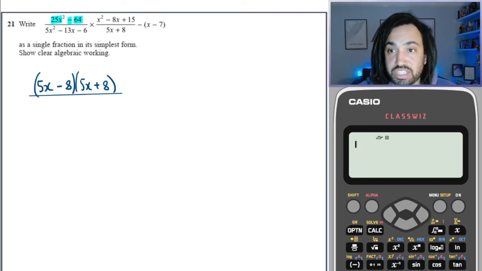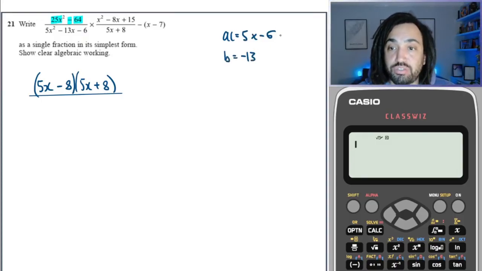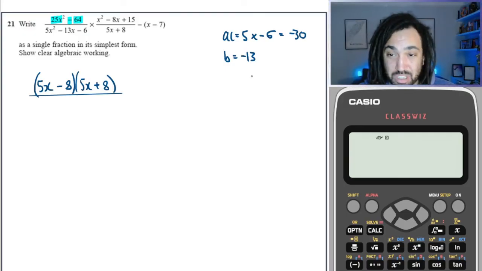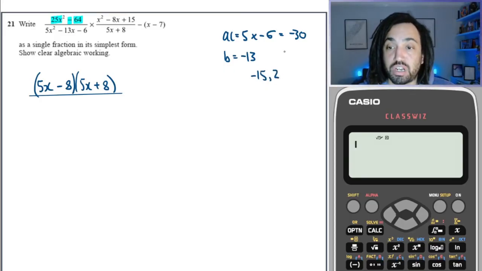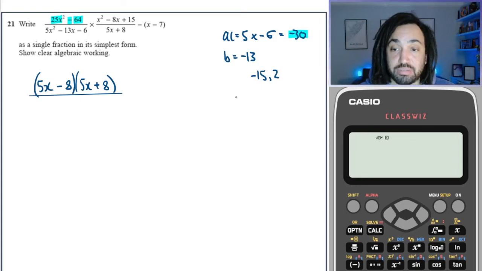Okay, the next one, this is a quadratic that needs to be factorised. So I'm going to use my method, which is take the a times the c, which is the 5 times the minus 6, and take the b term of minus 13, and then look for two numbers that times to make minus 30 and add to make minus 13. You might be thinking 3 and 10, but that's not right, because that doesn't work because of the signs. It's actually minus 15 and positive 2, because one of them has to be negative, one of them has to be positive in order for them to times to make a negative.